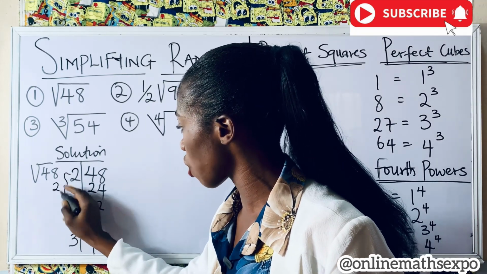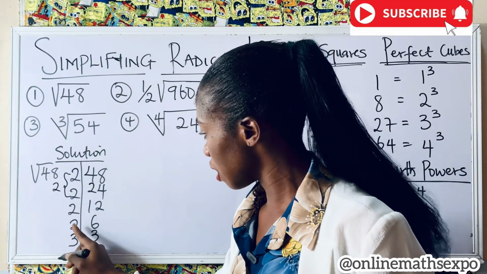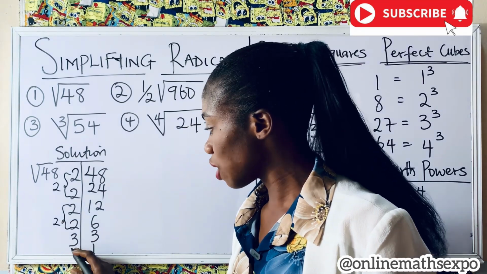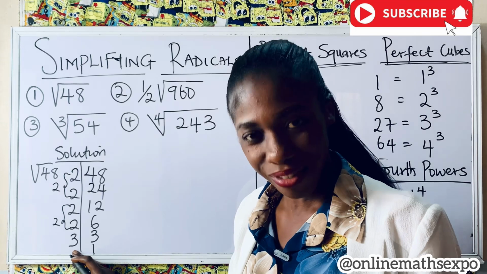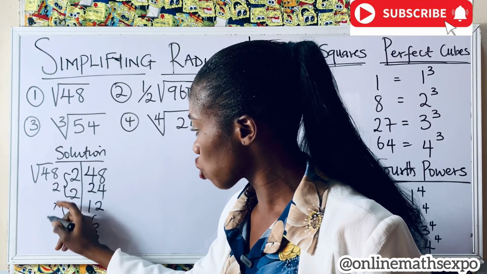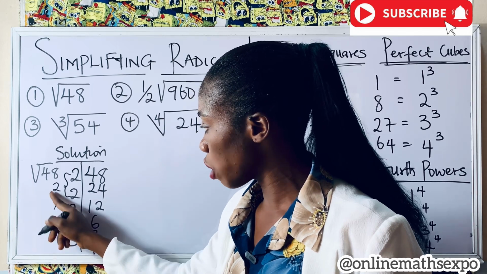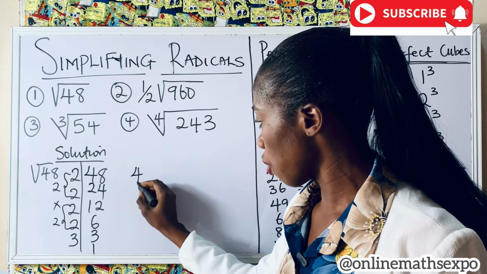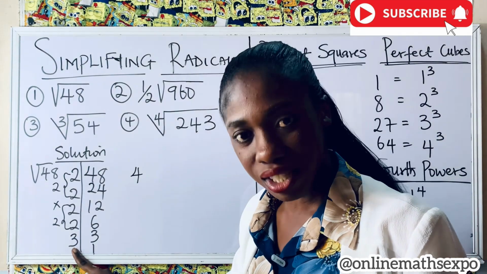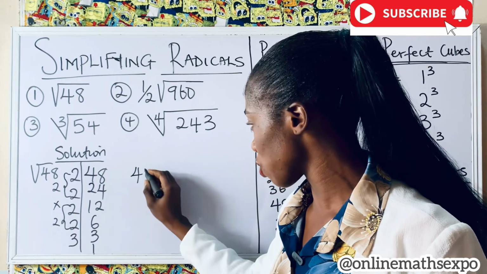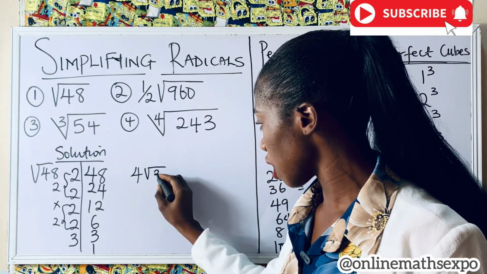When you collect, you take 1 out. Then here is 2, so you can collect and take 1 out. This one is just 1, so we are leaving it like that. Now these ones that we paired, we are going to multiply them. And when you multiply this 2 by 2, it's going to give us 4. This one that is left alone is the one that will remain in the radical sign. So we're going to have root of 3.